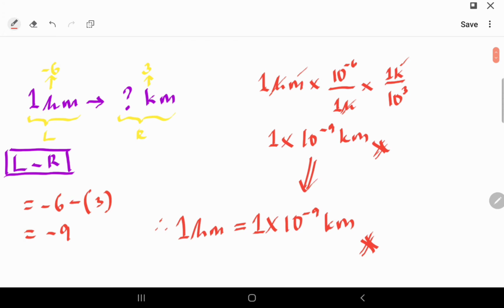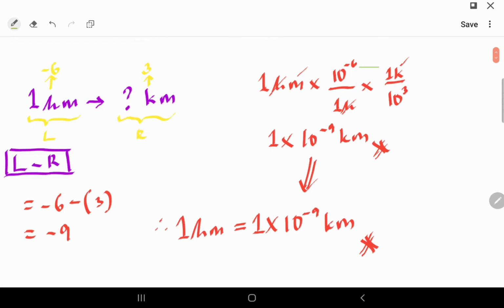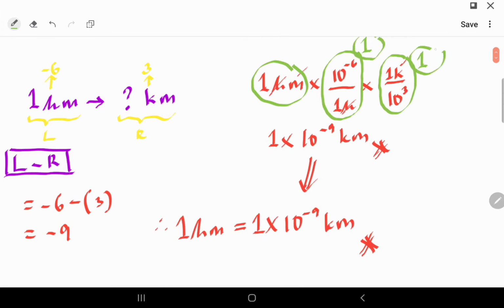Still the same, isn't it? Don't be confused, because by using this method we are actually using a ratio, where 10 to the power of 6 over 1 micro still equals 1, and 1 kilo over 10 to the power of 3 also equals 1. So 1 micrometer times 1 gives you the same value as before. This is what you call the ratio method or cross method, where the answer is still the same.